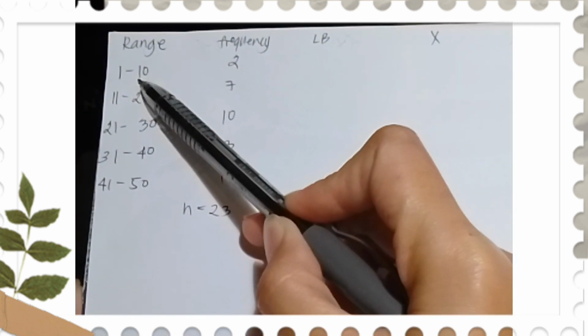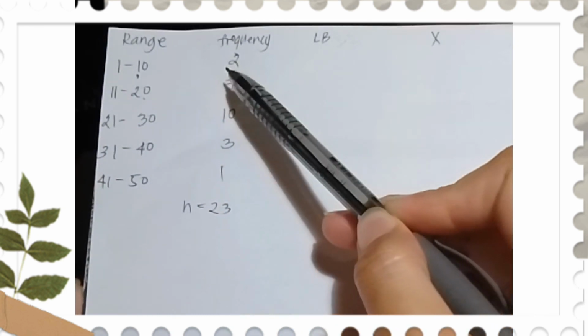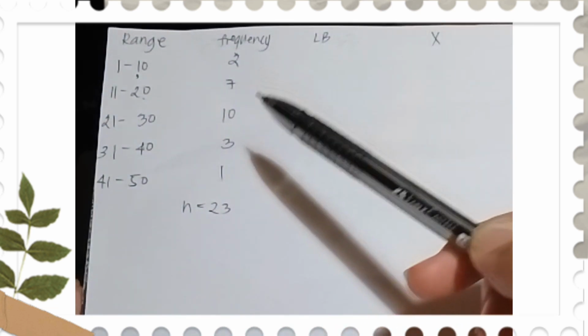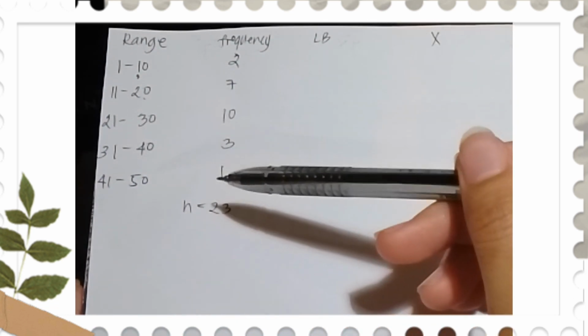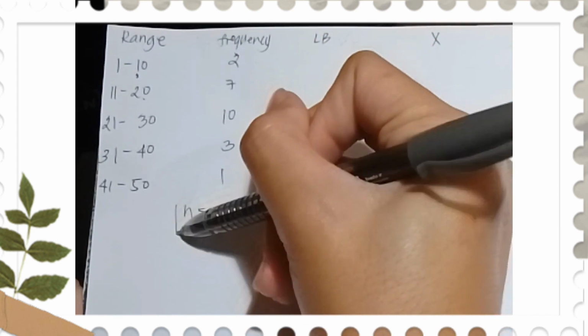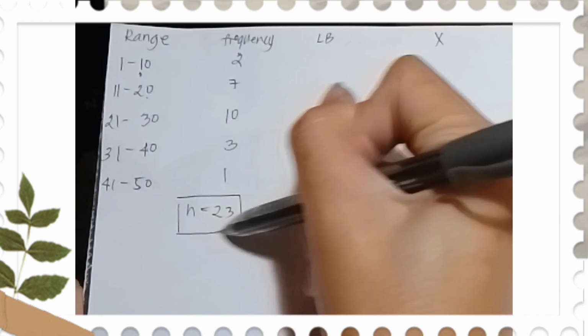Based on the given, we have here a range of 1 to 10 with a frequency of 2, 11 to 20 with a frequency of 7, 21 to 30 with a frequency of 10, 31 to 40 with a frequency of 3, and 41 to 50 with a frequency of 1. This n is equal to 23, which can be found by adding all of these frequencies.